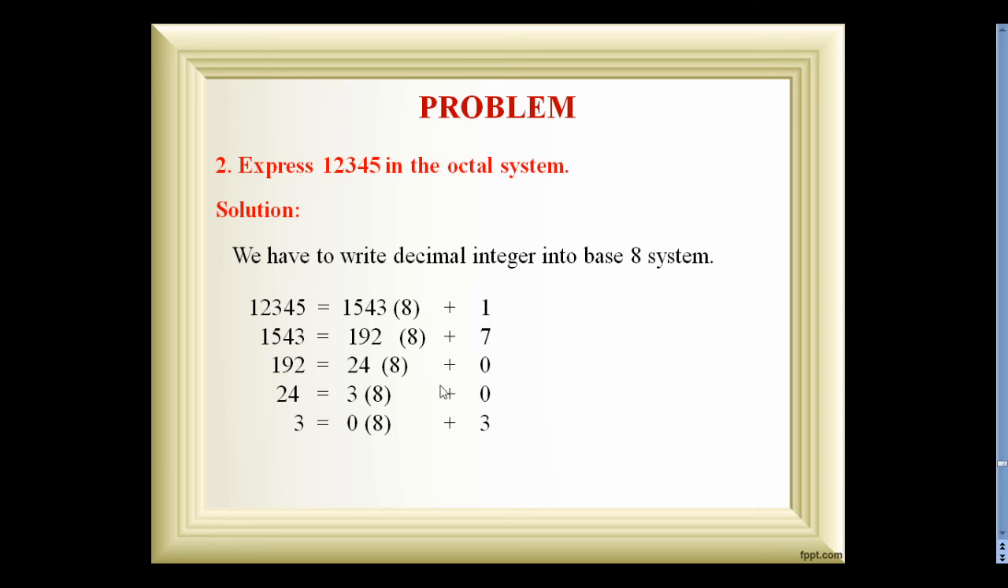Now what are the remainders you got? 1, 7, 0, 0, 3. Then how to write the answer? We can write 12345 by taking the remainders from last, that is, on your left hand side: 3, 0, 0, 7, 1 under base 8. So we converted the given number into the octal system, the base 8 system.